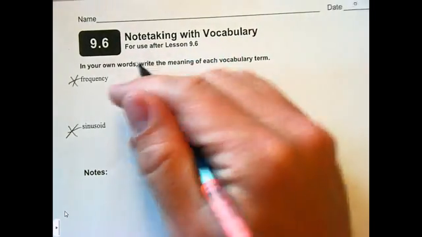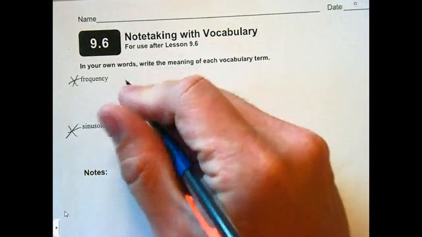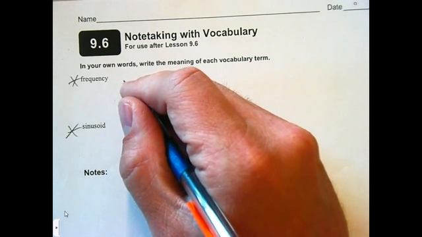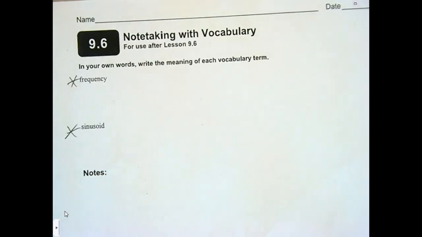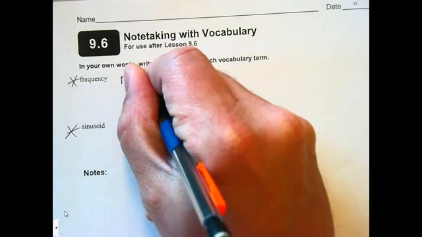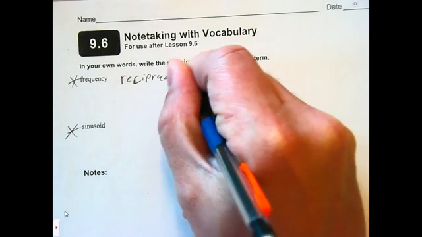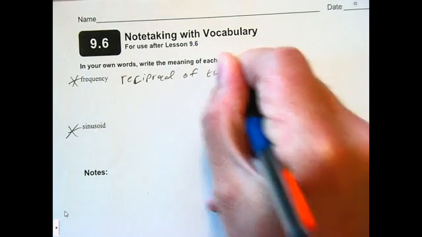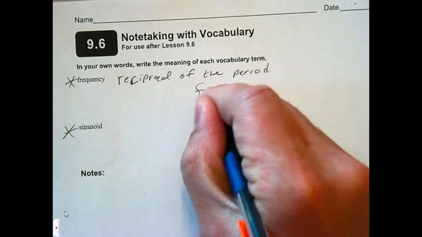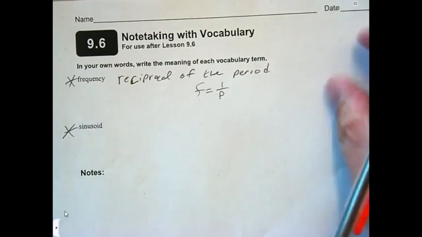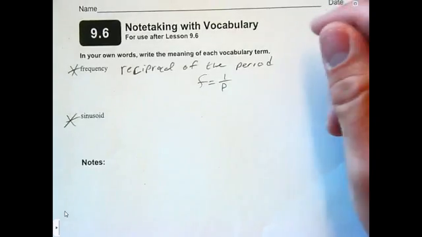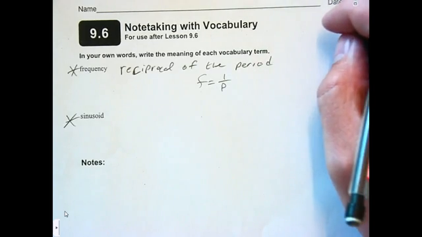Frequency. When you hear that term and you're dealing with these trig functions, the frequency is just the reciprocal of your period. Okay? Frequency is the reciprocal of the period. Mathematically, we can write that as f is equal to 1 over p. Remember, 1 over p means the reciprocal of whatever p is.